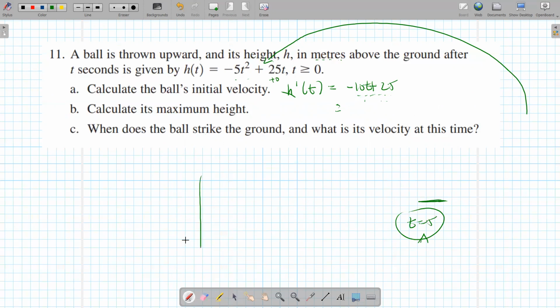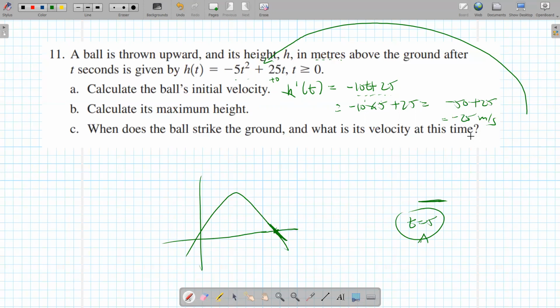Are we expecting a positive number or a negative number? Look at the slope here. Is this positive slope or negative slope? Negative. So we're expecting a negative number. So negative 10 times 5 plus 25, negative 50 plus 25 is going to be negative 25 meters per second. And that's going to be the answer. Negative there just means it's coming down. If it's positive, it's going up, and if it's negative, it's coming down.